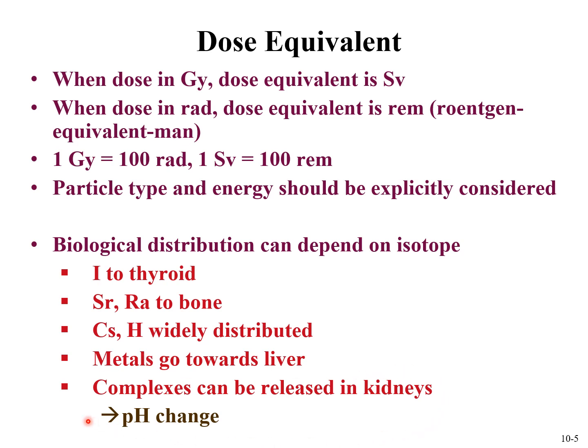Complexes, so metal-ligand complexes, when they go through the kidney, there's a pH change, there's a decrease in pH. So complexes can be released, so metal ions can be released at these lower pHs. So these will have different effects on different parts of the body. So this is all related to internal dosimetry.